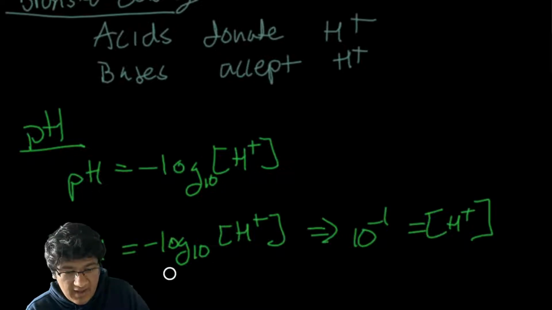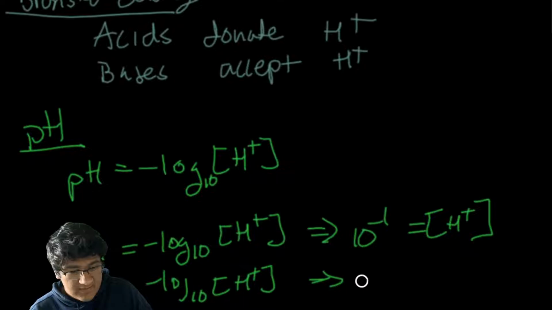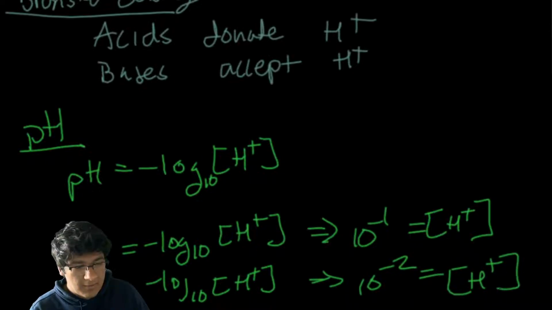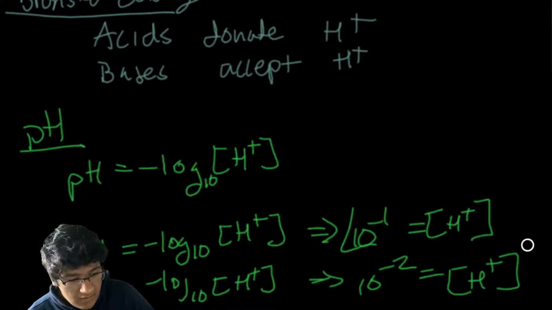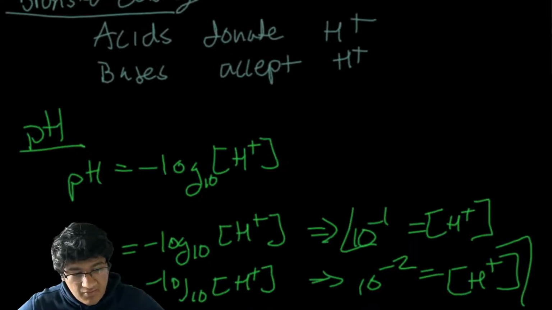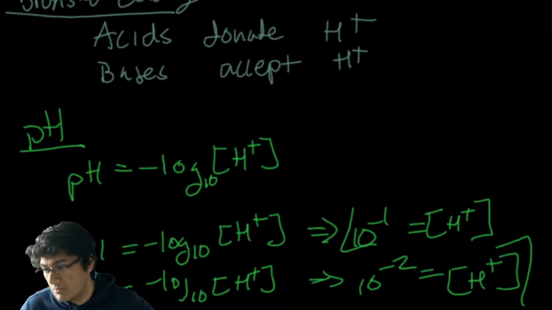And say instead we have a pH of 2. Then we get log base 10 of [H+], which we can translate to 10 to the negative 2 molar of H+. 10 to the negative 1 is greater than 10 to the negative 2, which means that more H+ is formed when the pH is 1, meaning that it's 10 times as acidic. A pH of 1 is 10 times as acidic as a pH of 2.